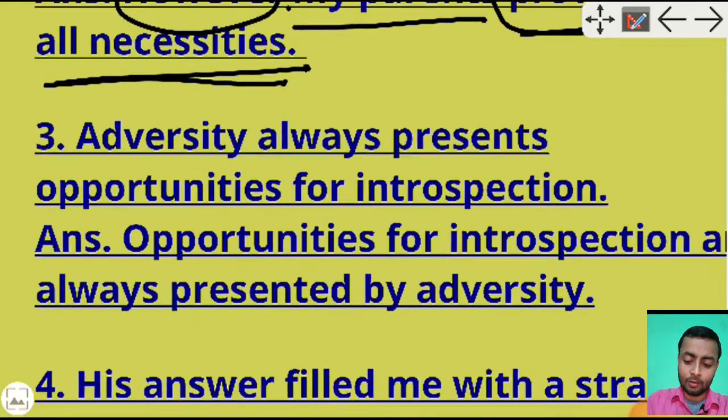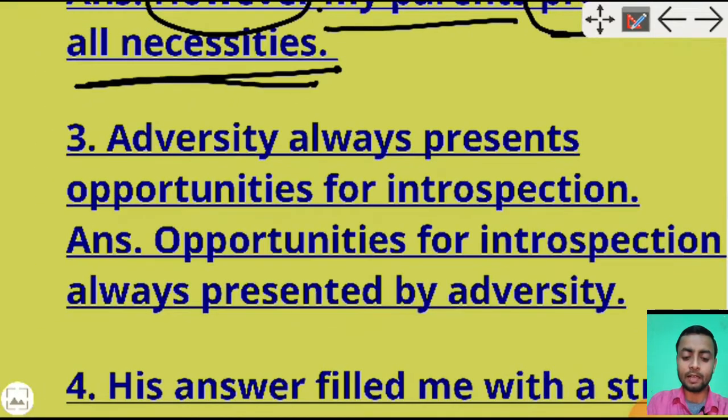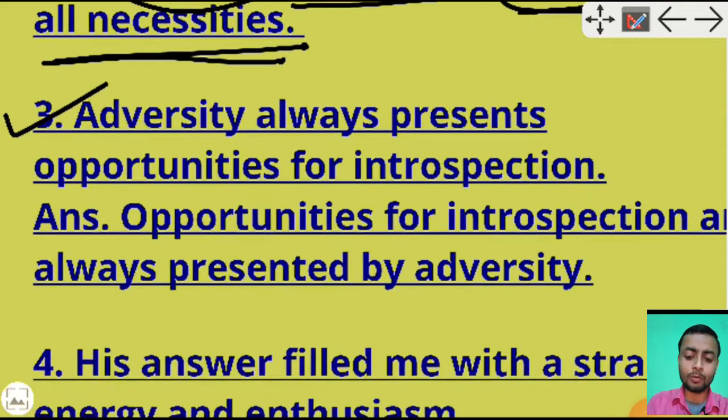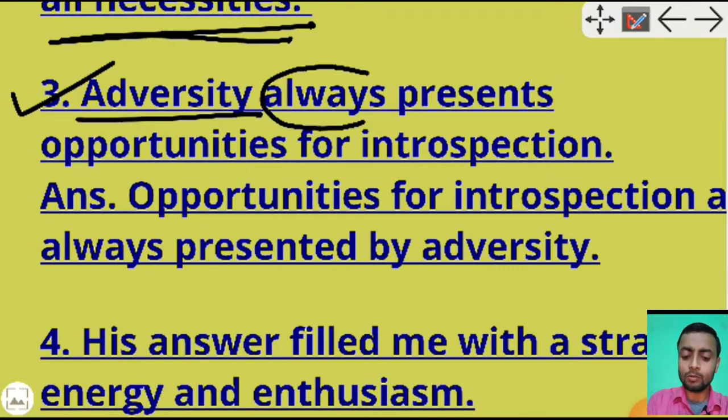Now come to the third example. Adversity always presents opportunities for introspection. Students, this is I think one of the most important voice changes which may come in the exam, so mark it and remember this. Adversity always presents opportunities for introspection. So here the subject is adversity, a singular subject. Always, you need not think about this word, it is again an adverb. So adversity presents opportunities for introspection.